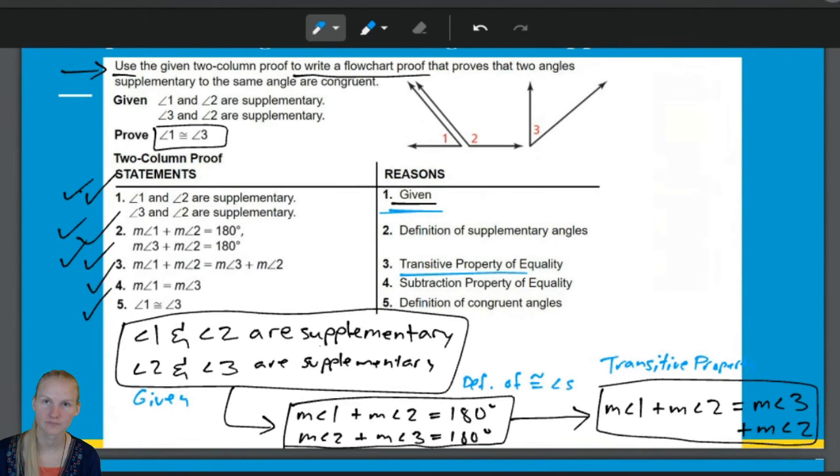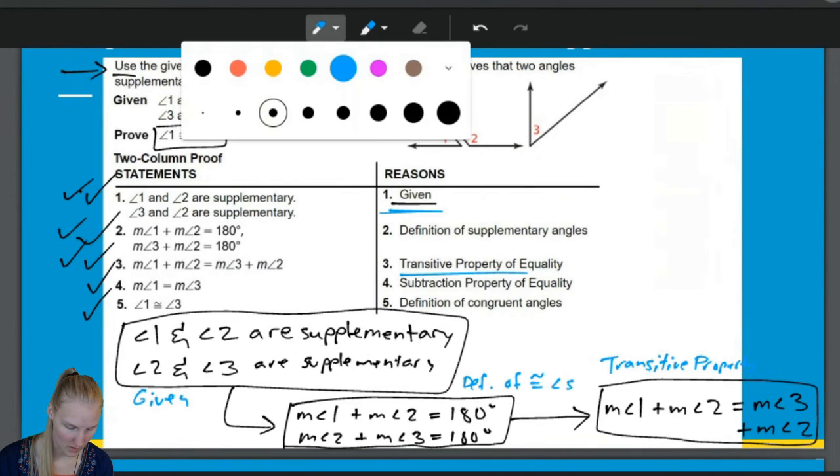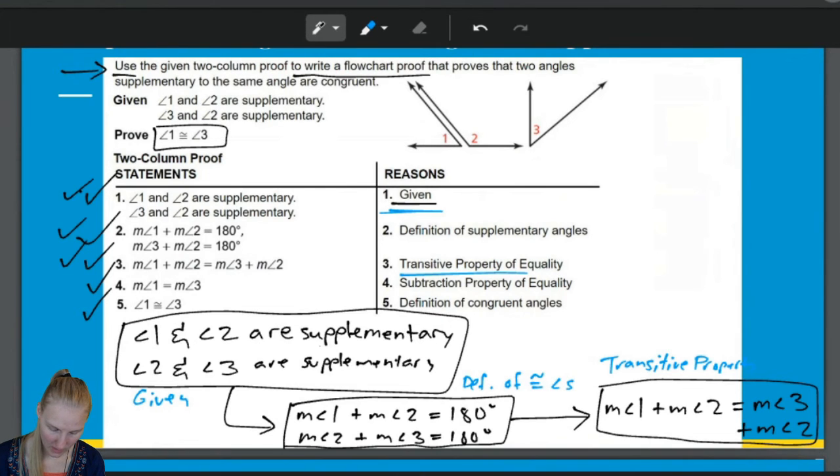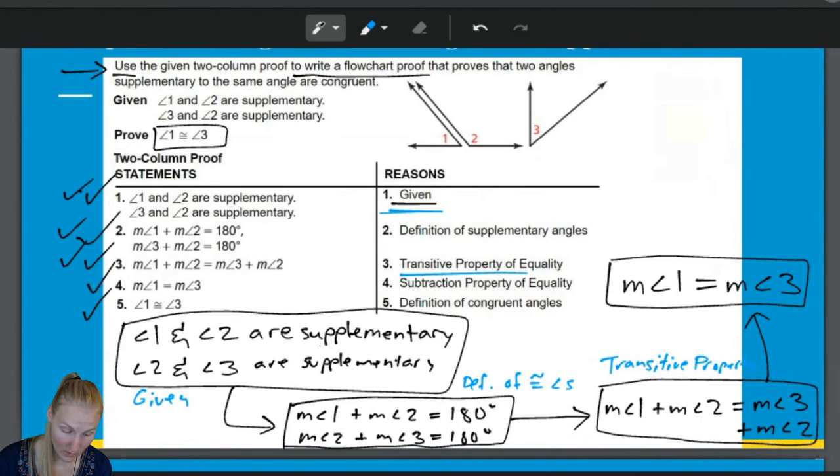Transitive property. Oh, you can't read the TY, but it's the transitive property. Okay. From there, we were able to say that, step 4, the measure of angle 1 is equal to the measure of angle 3. Why were we allowed to say that? Because we subtracted the measure of angle 2 from both sides, and that left us with the measure of angle 1 equal to the measure of angle 3.